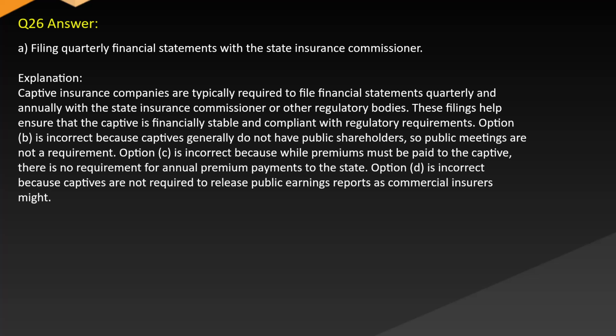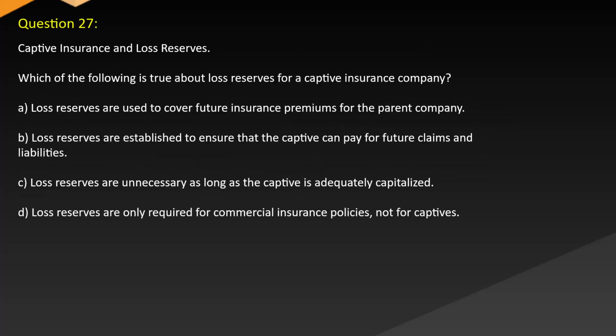Option C is incorrect because while premiums must be paid to the captive, there is no requirement for annual premium payments to the state. Option D is incorrect because captives are not required to release public earnings reports as commercial insurers might. Question 27. Captive insurance and loss reserves.